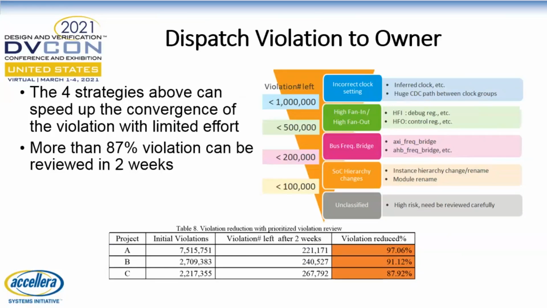Table 8 displays the execution process of three previous projects. The numbers of initial violations are 7.5 million, 2.7 million, and 2.2 million. Using the above four strategies, after 2 weeks, the number of violations respectively dropped by 97%, 91%, and 88%. They successfully achieved the expected goal.